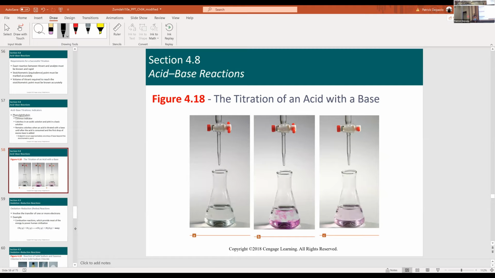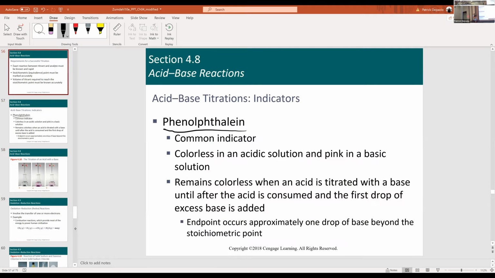Any questions on acid base? More conceptual, I know.